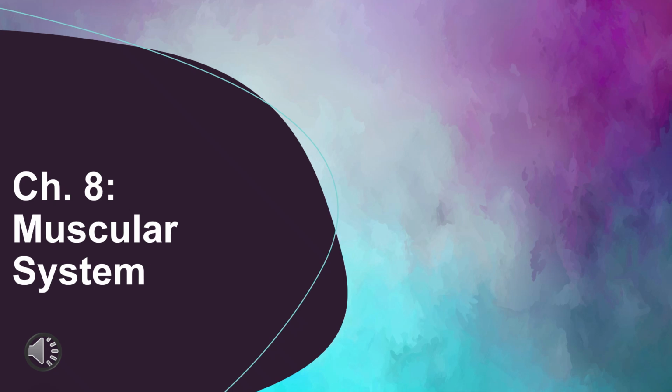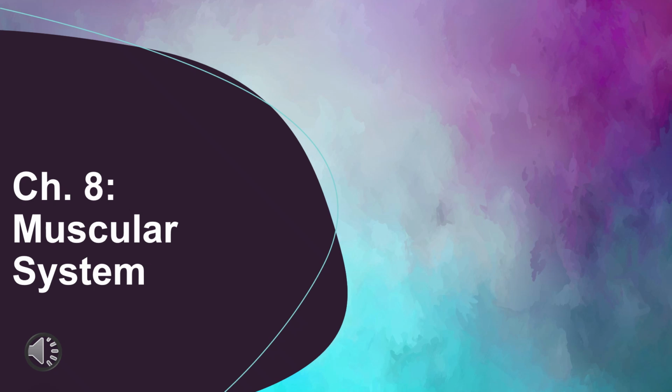Welcome to Chapter 8, The Muscular System. In this chapter, we'll explore one of the most important systems in your body, the muscular system. So, muscles are the tissues responsible for movement, posture, and even internal functions like digestion and pumping blood.